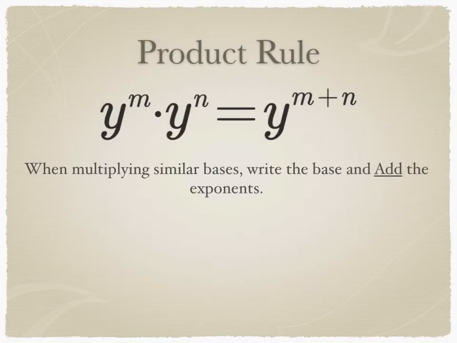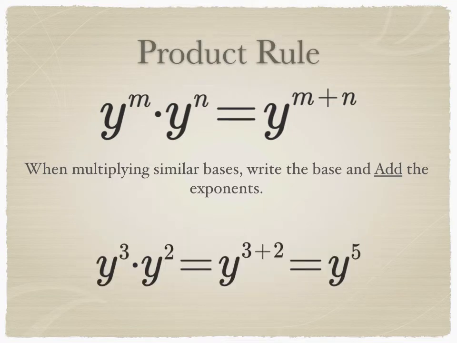The first one we'll look at is the product rule. When you have similar terms, in this case y to some power, you are going to add their exponents together. So y cubed times y squared would be y to the 3 plus 2, or y to the 5th.